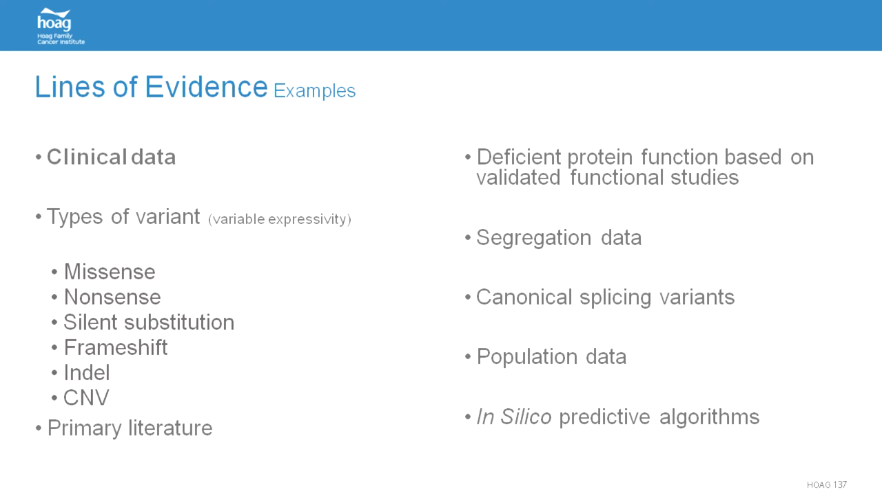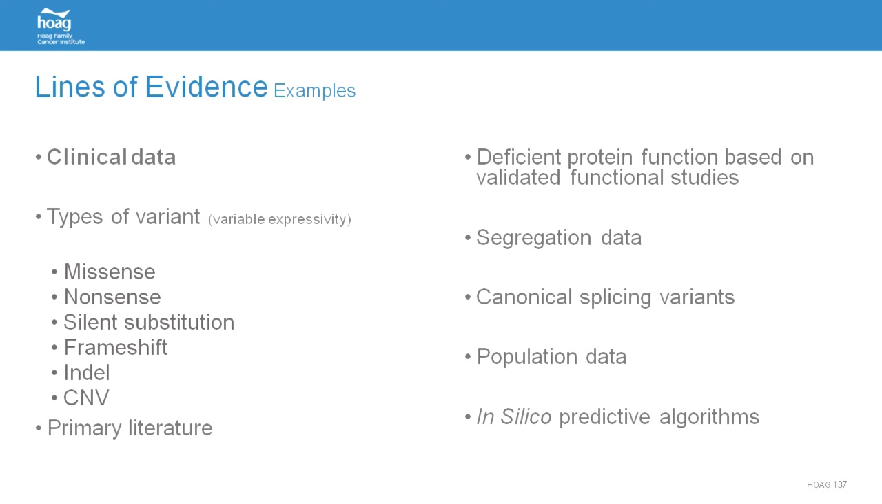Segregation data, this is important too. This goes back to clinical data again. If the disease in the family doesn't go from generation to generation, we need to think twice about that variant. If it doesn't cause disease in all people, if it doesn't segregate with the family, then we should consider that. We talked about splicing. The canonical site is the site where splicing happens. If that changes, then that could affect the protein.